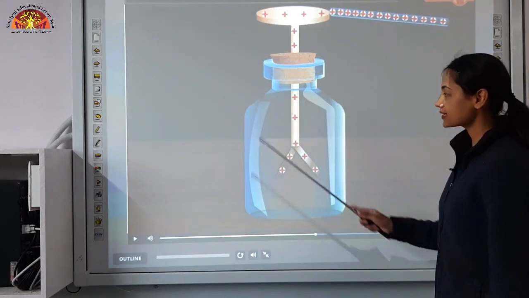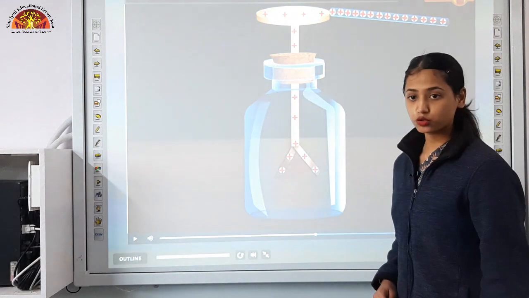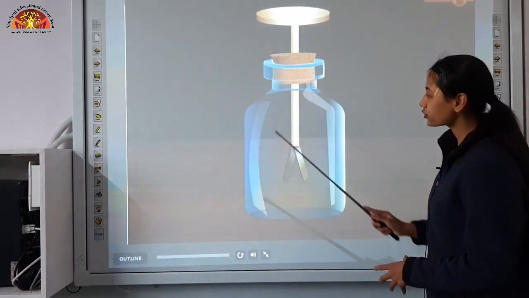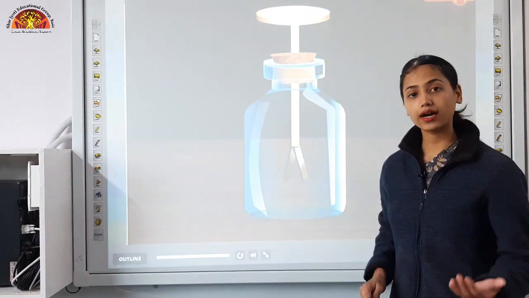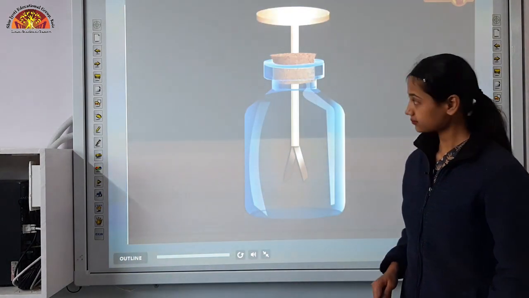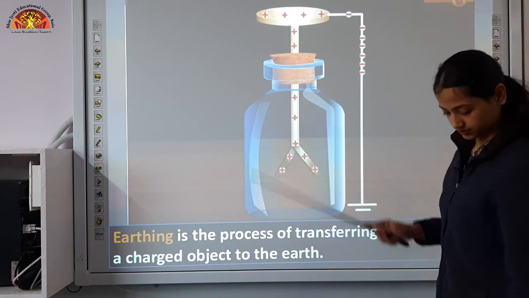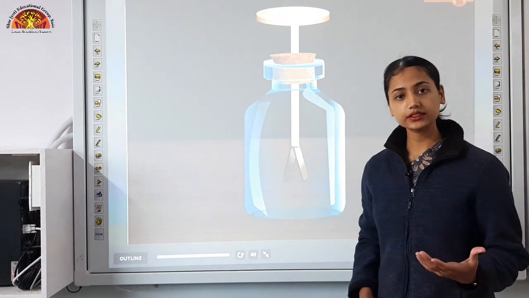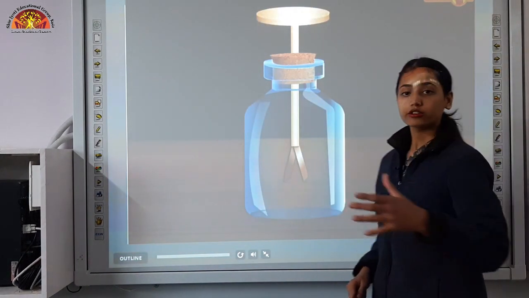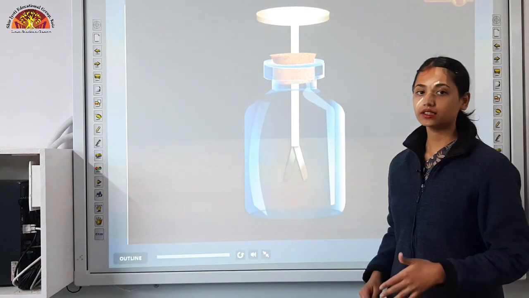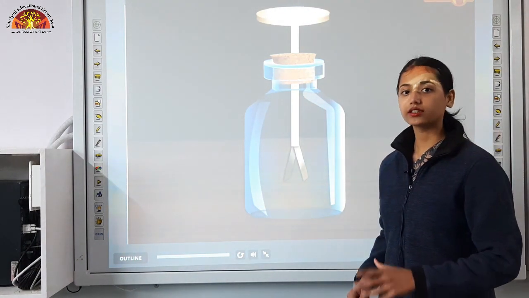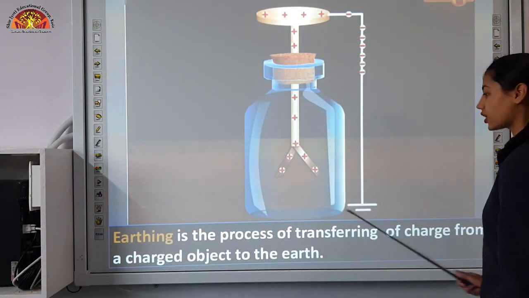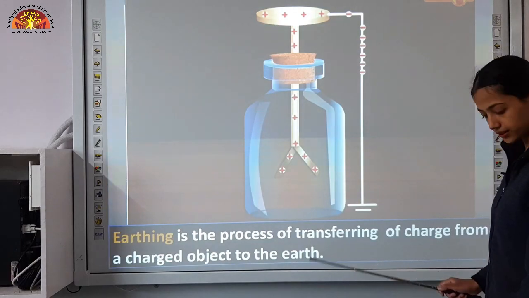Now after making this electroscope a charged electroscope, if you touch this metal disc, what will happen? This electroscope will come to its original state. And why is that happening? Look, it will come to its original state because your body is also a conductor. So those charges flow through your body towards the earth. They are sent to the earth, and that is known as earthing. So earthing is the process of transferring charge from a charged object to the earth.